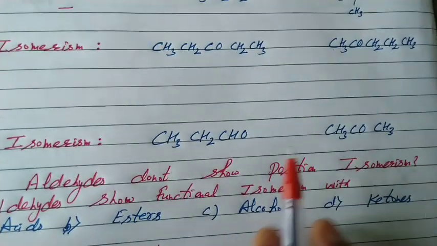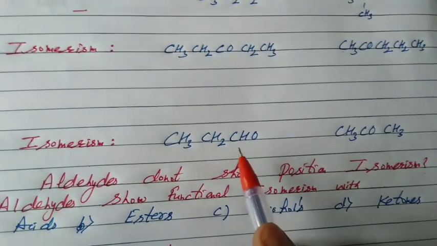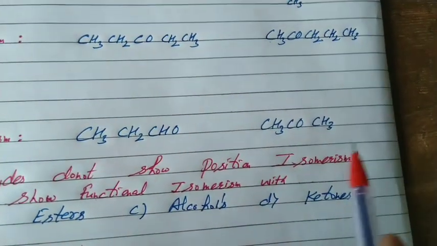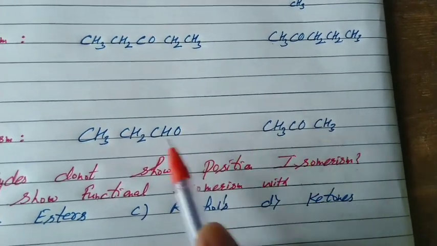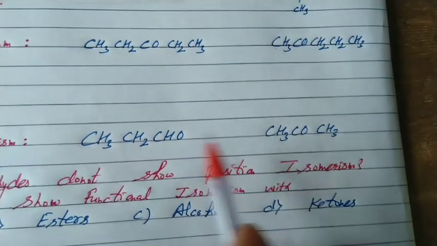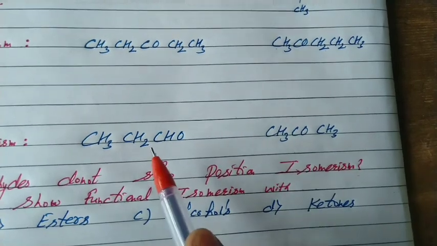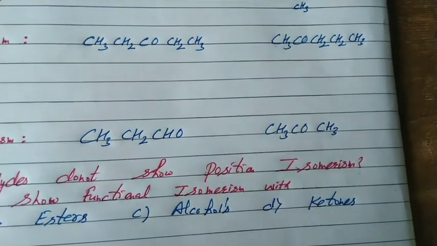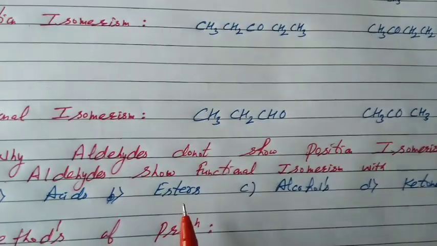After this, next is functional isomerism. Already discussed aldehydes and ketones. They are functional isomers of each other. Same formula but different functional group. They differ by the nature of the functional group. Propanol, propanone, also called acetone.